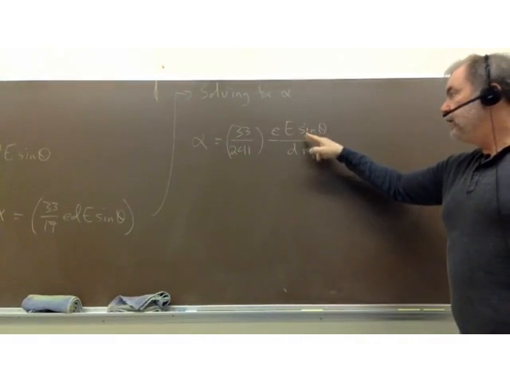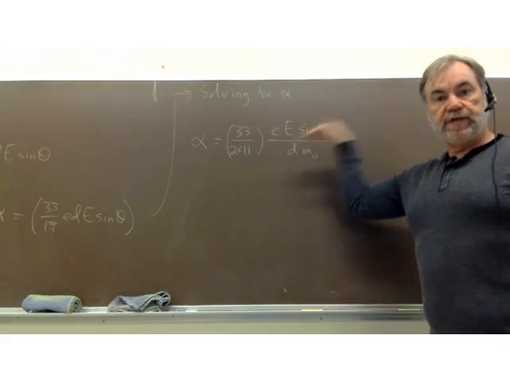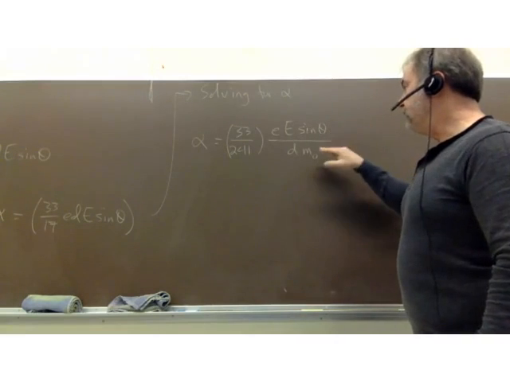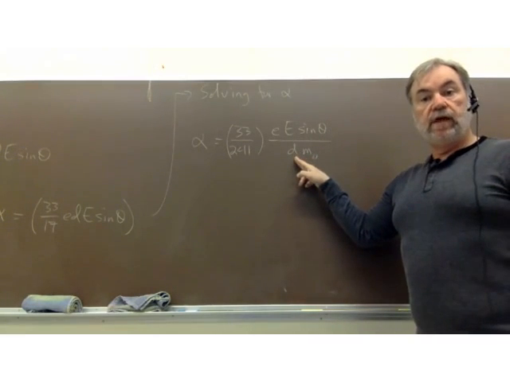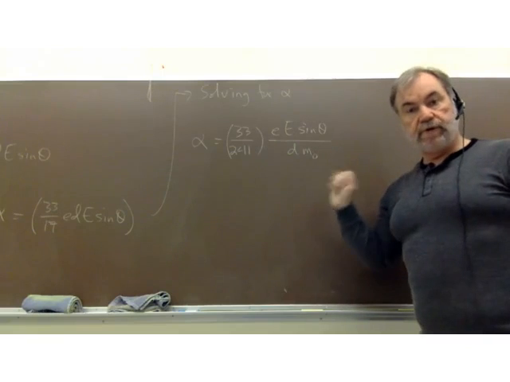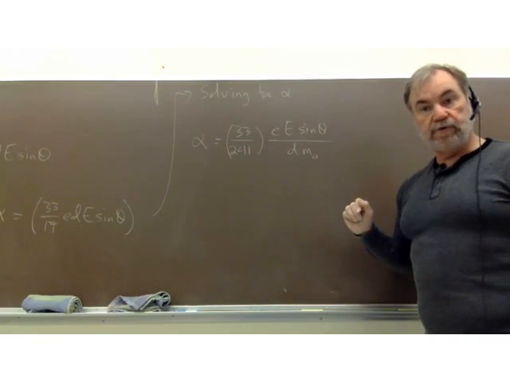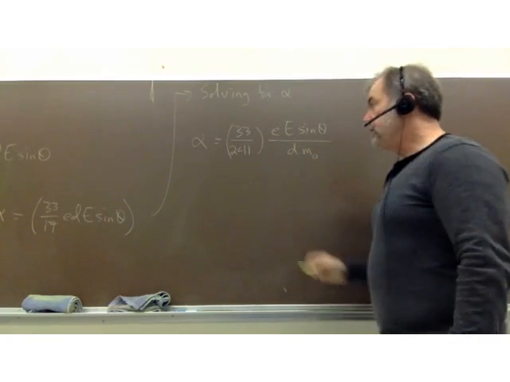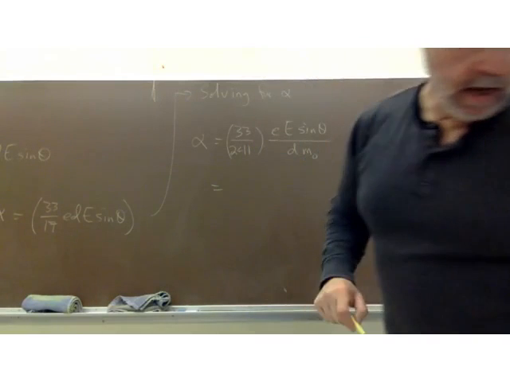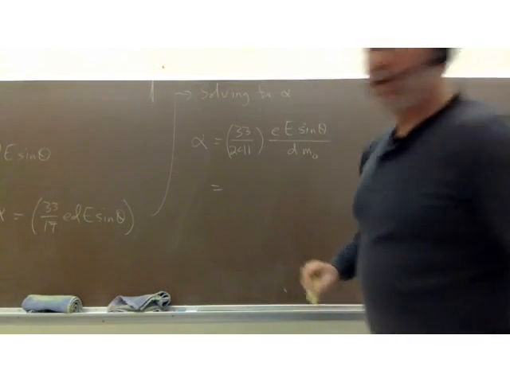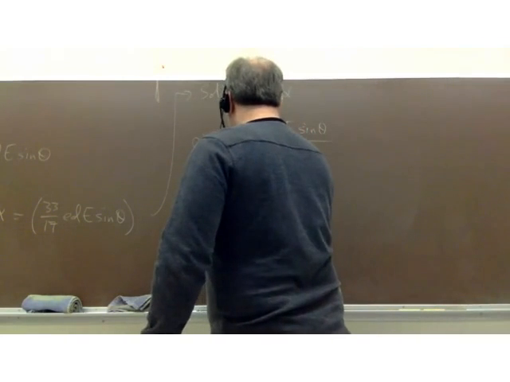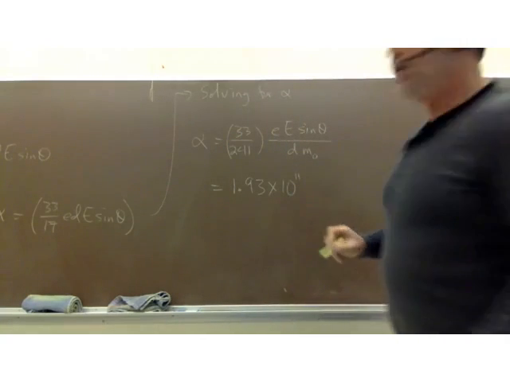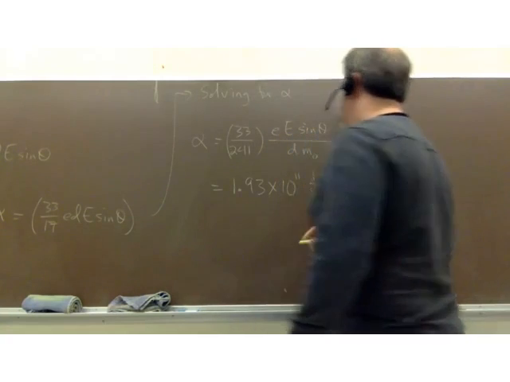Theta is the angle between the axis, the orientation of our hydroxide, and the electric field. Theta is 30 degrees. D is the distance between the hydrogen and the oxygen. M naught is the fundamental unit of mass, essentially the mass of a proton. Okay, not quite that, but close enough for our purposes. So we know all of these numbers, and so I plugged in the numbers, and I got 1.93 times 10 to the 11th, positive 11th, 1 over seconds squared.